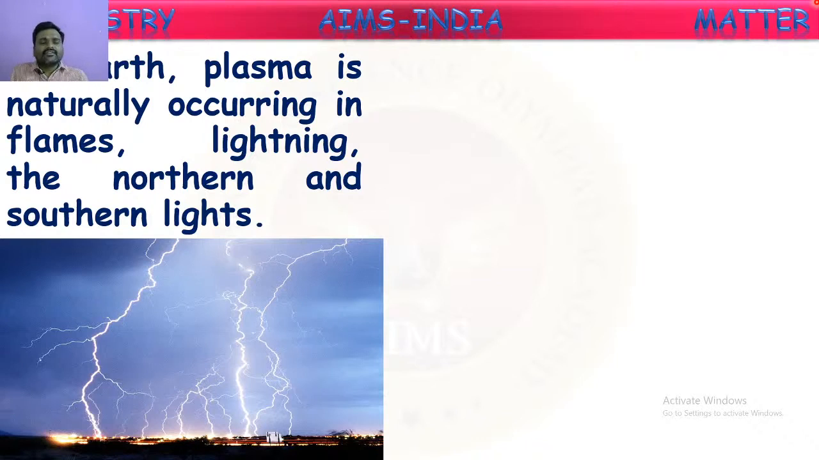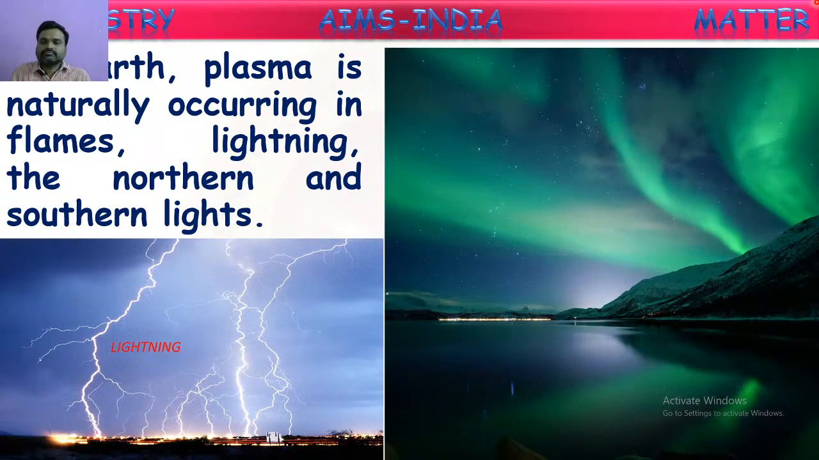So in lightning also we can see plasma, which is brightly glowing. And even in northern lights or southern lights, in the sky we often observe some glow from the corners. That glow is because of northern lights or southern lights, and that also contains plasma. So this is naturally occurring on the earth. So mostly plasma is observed in sun and stars. This is about the fourth state of matter, plasma.